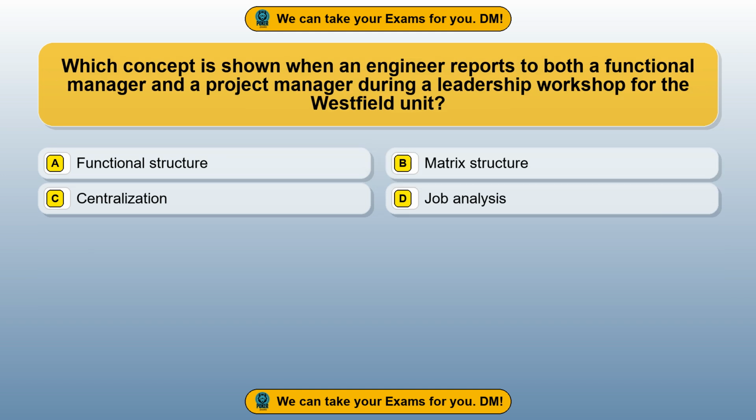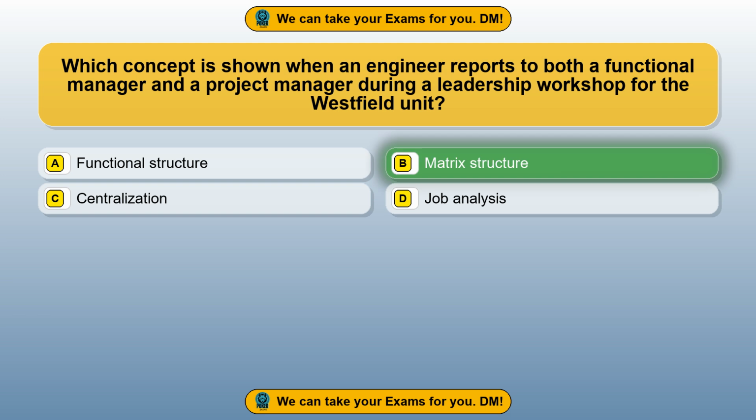Question 20. Which concept is shown when an engineer reports to both a functional manager and a project manager during a leadership workshop for the Westfield unit? Option A, functional structure. Option B, matrix structure. Option C, centralization. Option D, job analysis. The correct answer is option B, matrix structure.